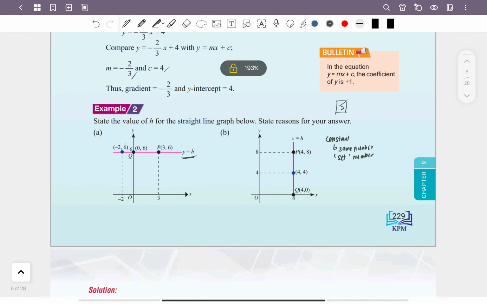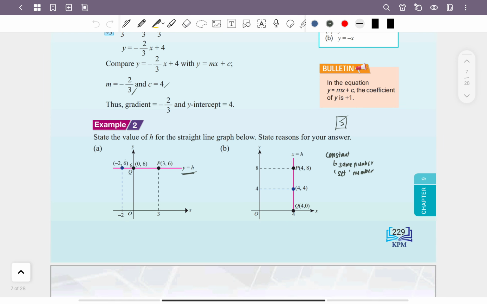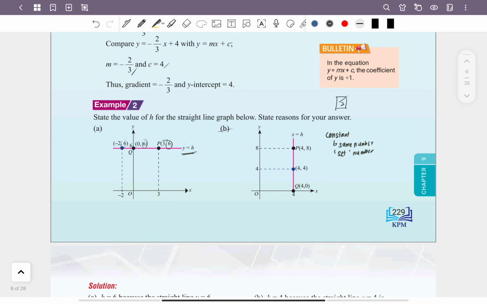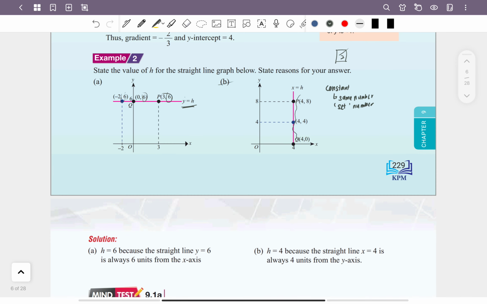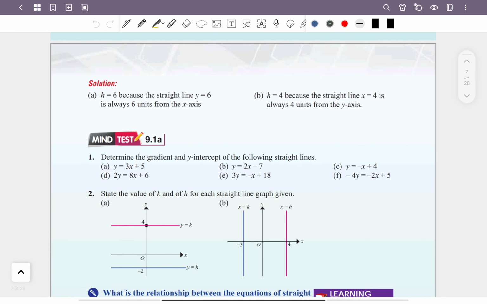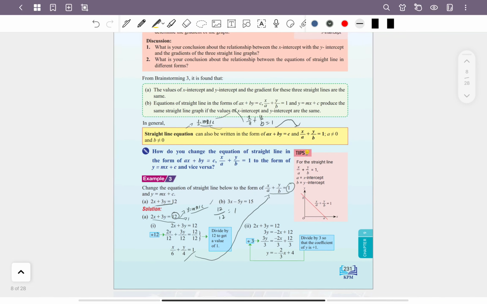So you can state the value of h for each of the straight lines. Here the value of h would be 6, a constant value of 6. Here, question B, I just expect you to get it correct. So you have a mind test. You want to do it or not? Okay, so we go to the next example.